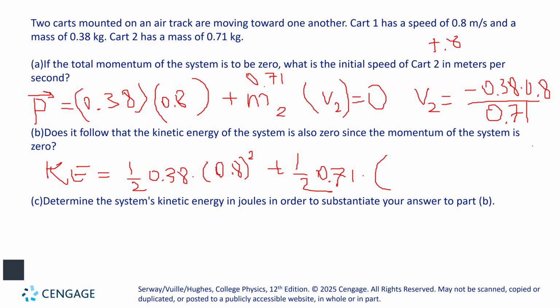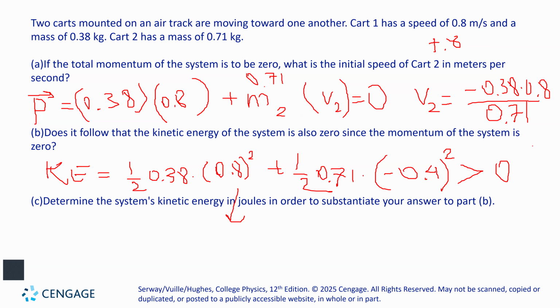We found that it's going to be negative, let's say 0.4. I might be too rough. But you can see that even though the velocity is negative, we still square it, so the whole thing is positive. So the sum of the two kinetic energies is not zero. And then if you calculate it, this is going to be the answer for part 3.